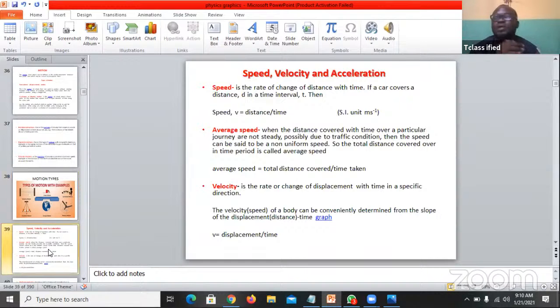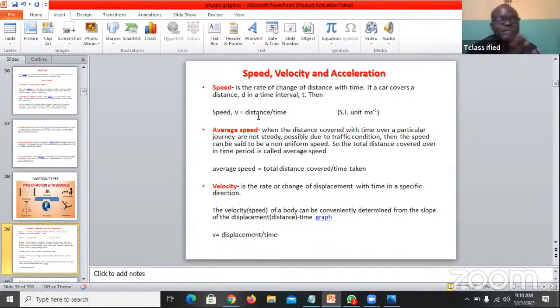Okay, so let's move forward. We want to look at the equations of motion. Before we do that, we need to understand what speed is, what average speed is, what velocity is. So speed is the rate of change of distance with time. Say a car covers a distance of d in a time interval of t, speed is going to be distance over time. That is what speed is, distance over time.